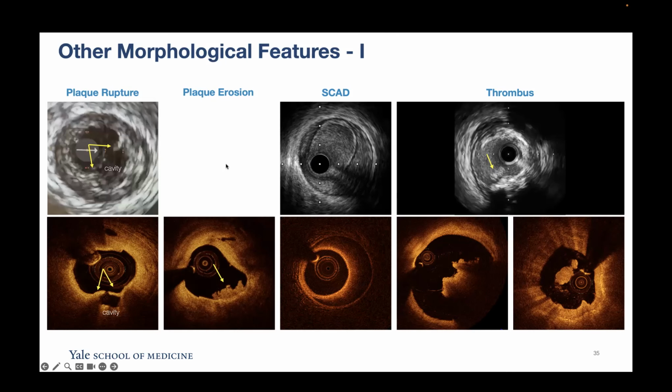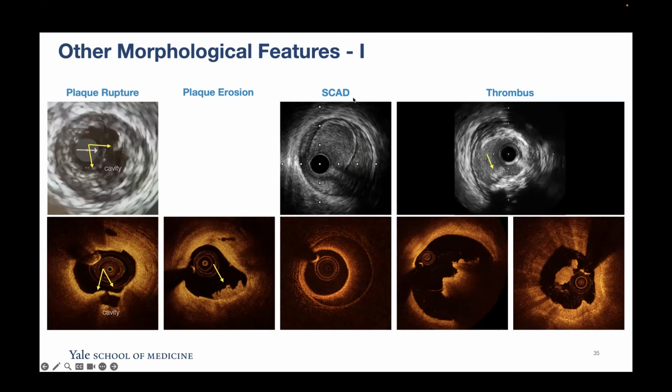Plaque erosion is something that is very, very difficult to see by IVUS. It's a concept that emerged with OCT, and it's defined as thrombosis in the vessel attached to the wall without any sign of plaque rupture. So this is one of the nice cases I had with an erosion in a young lady.